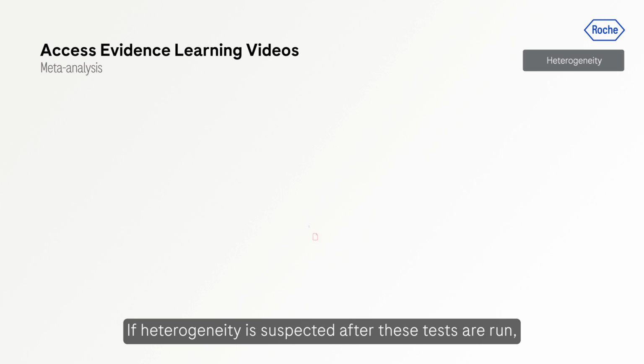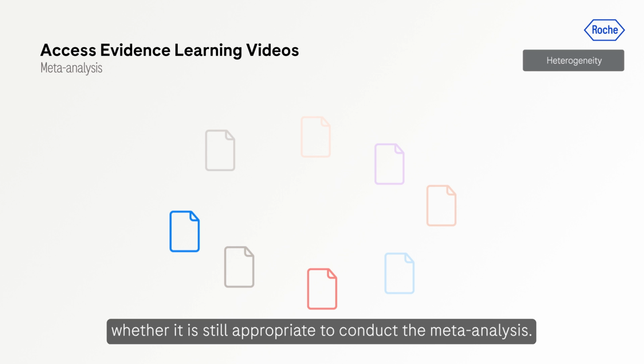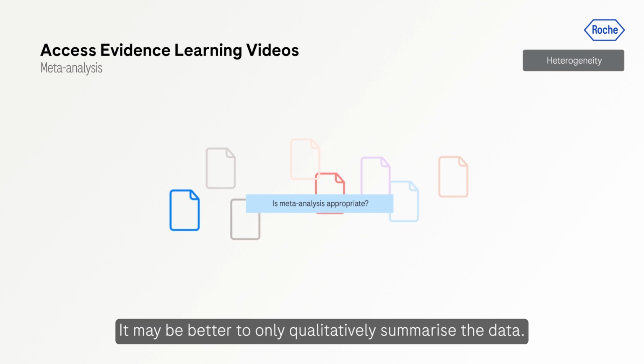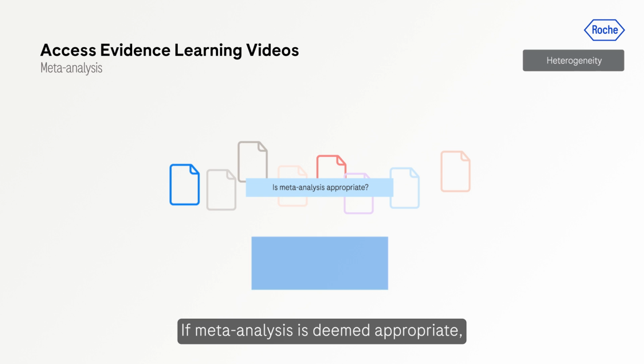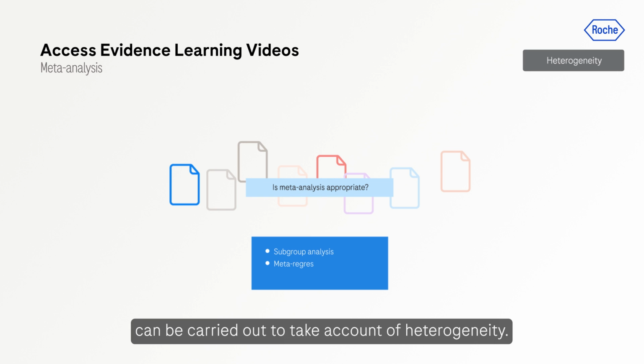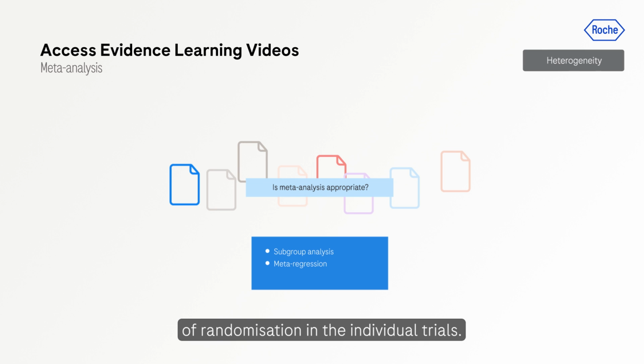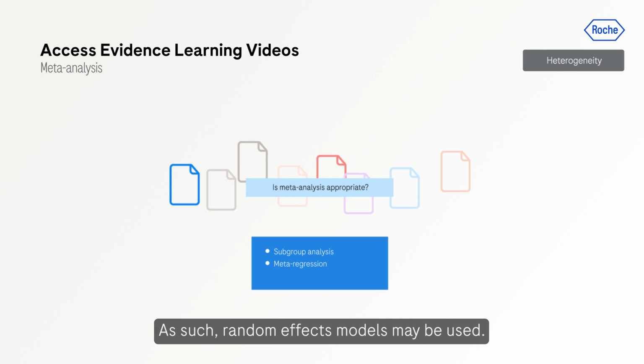If heterogeneity is suspected after these tests are run, it is important to consider whether it is still appropriate to conduct the meta-analysis. It may be better to only qualitatively summarize the data. If meta-analysis is deemed appropriate, then subgroup analyses and metaregression can be carried out to take account of heterogeneity, remembering that these are essentially observational in nature as they remove the benefits of randomization in the individual trials. As such, random effects models may be used.